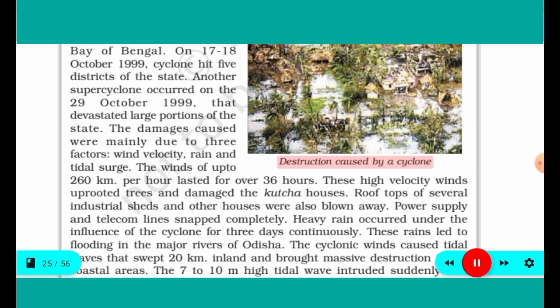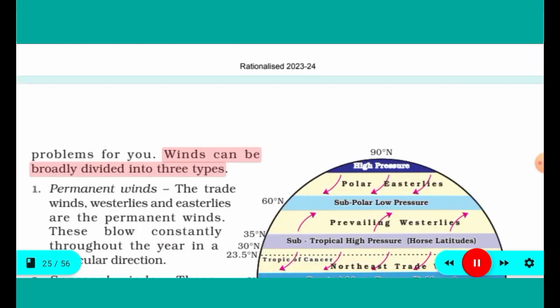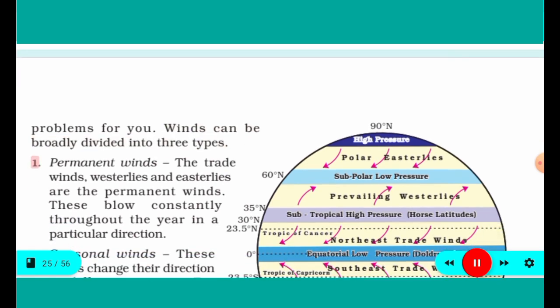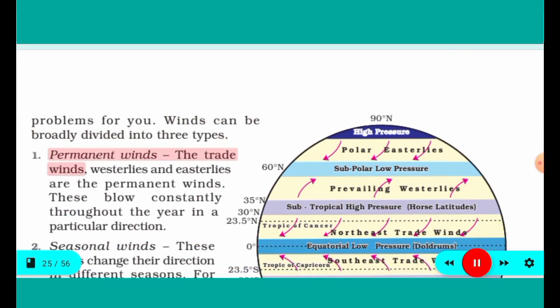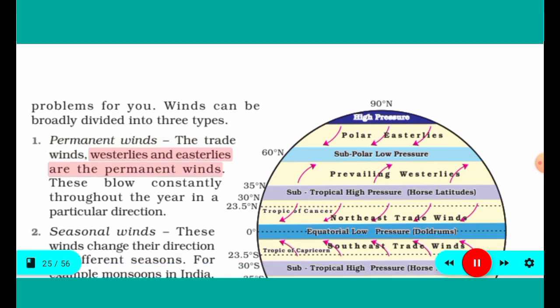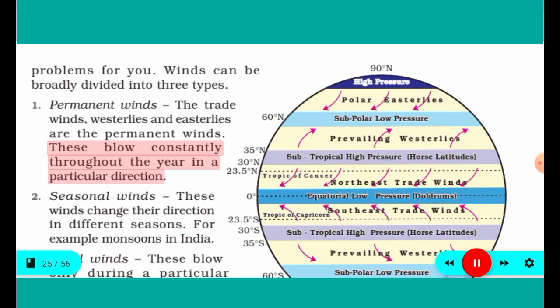Destruction caused by a cyclone. Winds can be broadly divided into 3 types. 1. Permanent winds, the trade winds. Westerlies and easterlies are the permanent winds. These blow constantly throughout the year in a particular direction.